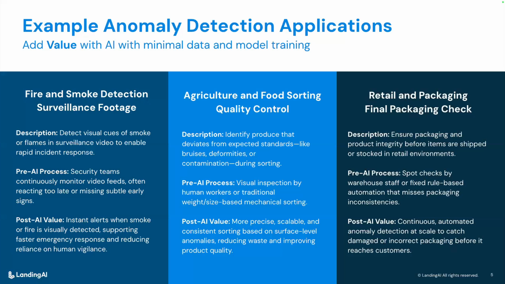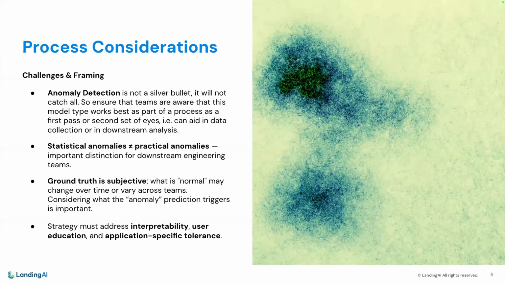And for the food sorting, it really allows more precise and consistent sorting. And then ultimately for final packaging check, allowing for almost full automation in this process. The devil is in the details and how ultimately you implement anomaly detection. So it is not magic.